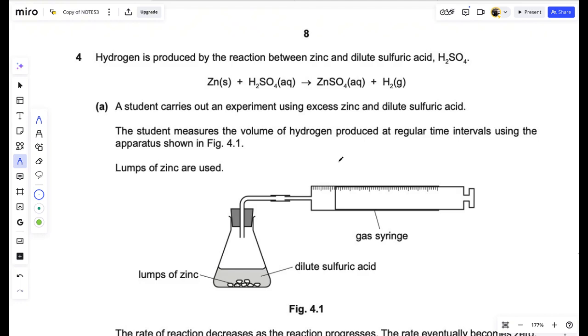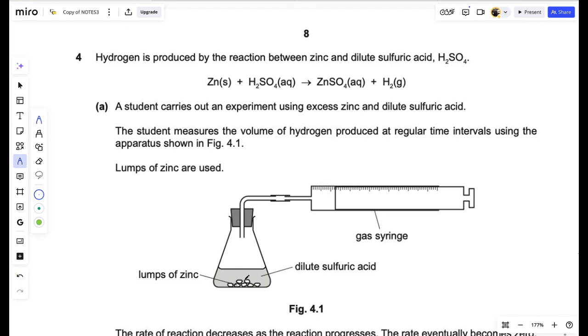Lumps of zinc are used. With lumps of zinc, the reaction will not be as fast as when you use powder zinc. Powder zinc has a larger surface area, so it will react faster than lumps of zinc. Because lumps of zinc will take time to dissolve in the acid. But powder will dissolve faster and the reaction will be faster.